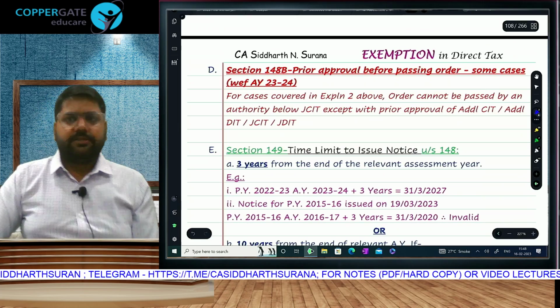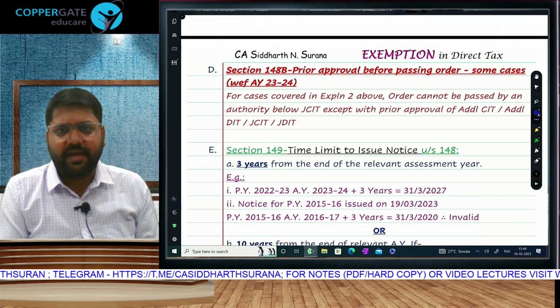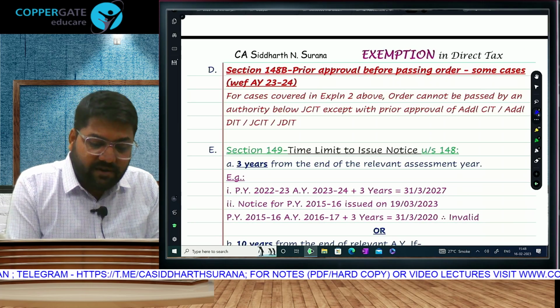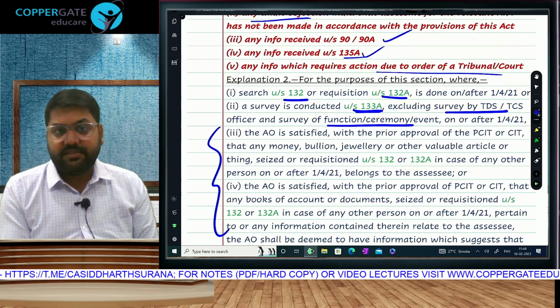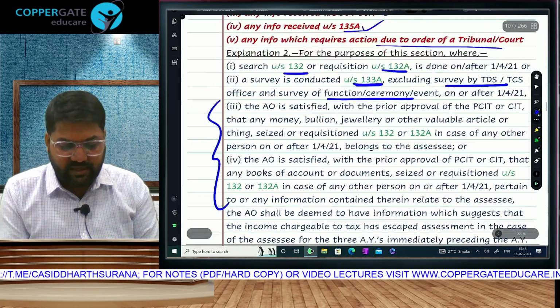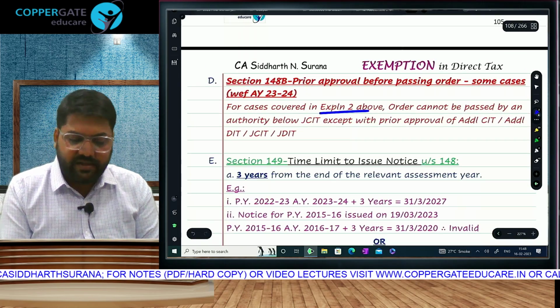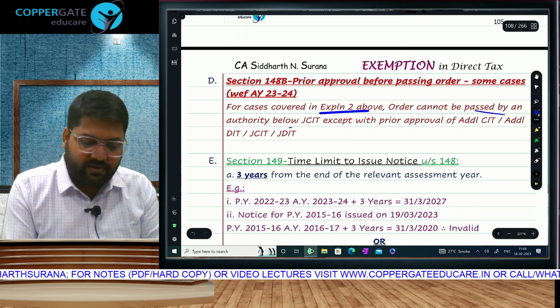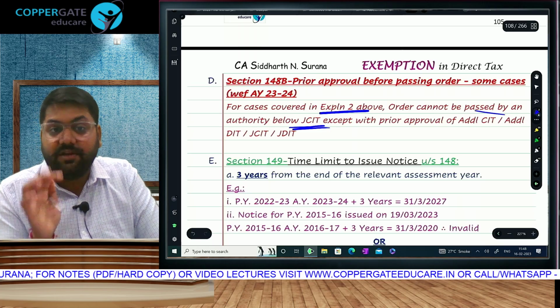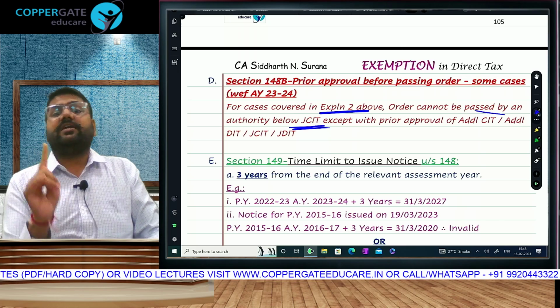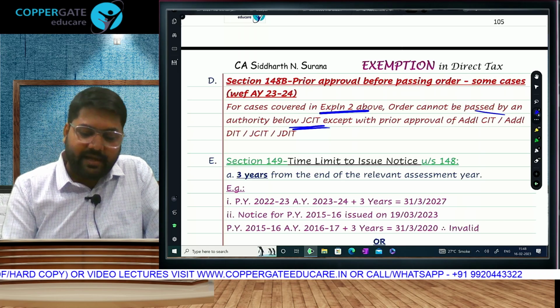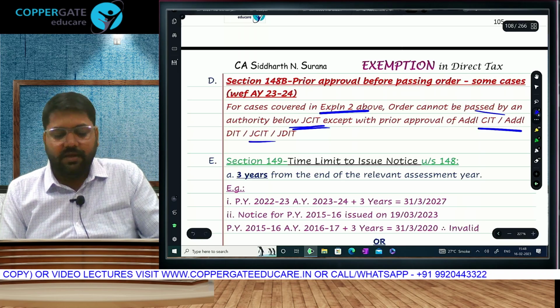It is given in the explanation. Next, section 148B is an amendment for any case covered in this explanation. That means search, survey, requisition cases. For any case which is covered in this, the order cannot be passed by anyone below JCIT. Means the person who will pass your order will be minimum JCIT. There are 5 levels of AO: additional, joint, deputy, assistant, ITO. In search cases, the order cannot be passed below JCIT except if there is permission taken from additional or joint.